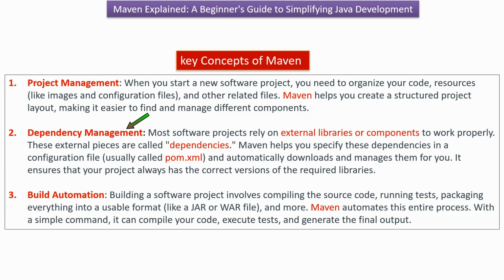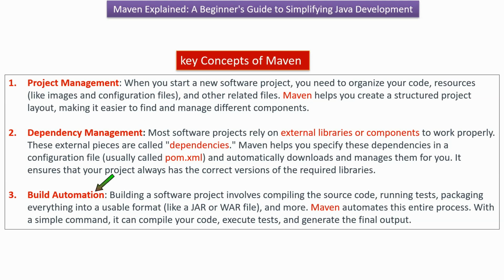The second point is dependency management. Most software projects rely on external libraries or components to work properly. These external pieces are called dependencies. Maven helps you to specify these dependencies in a configuration file, which is nothing but pom.xml, and automatically downloads and manages them for you. Maven ensures that your project always has the correct versions of the required libraries.